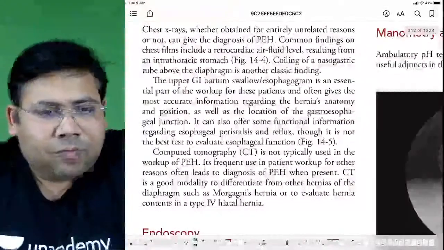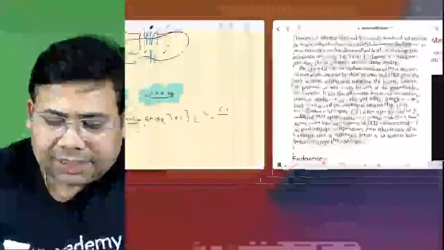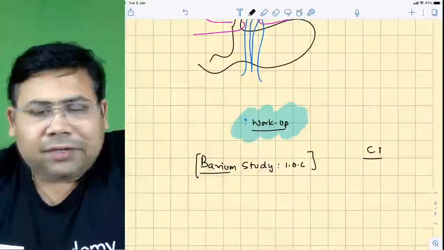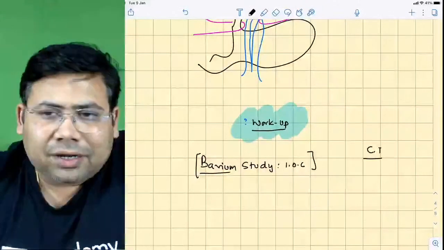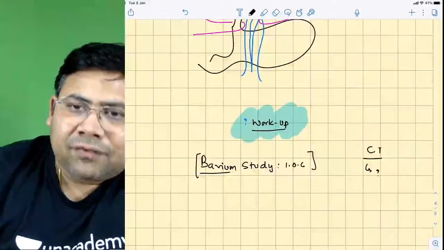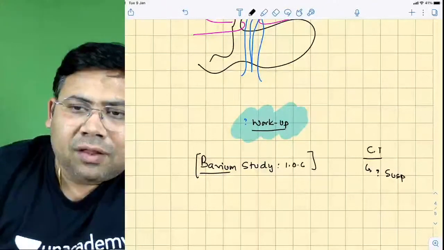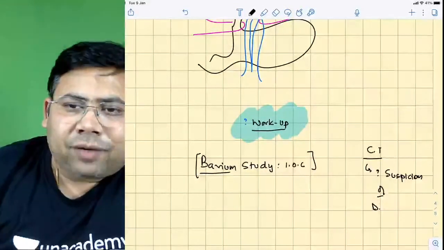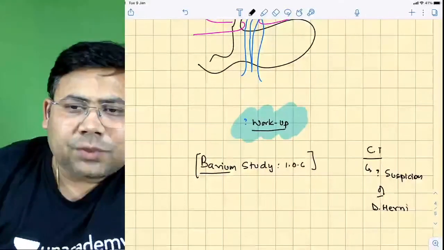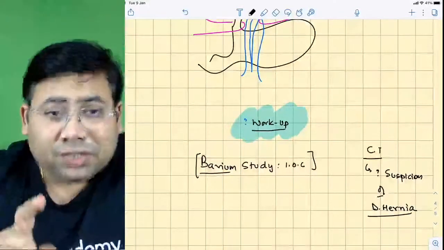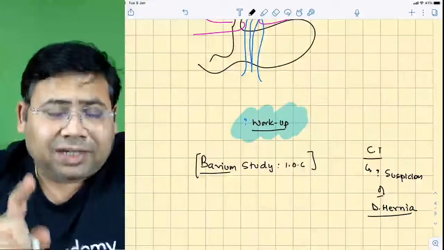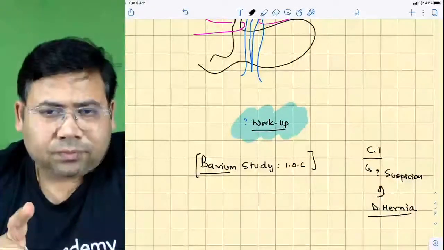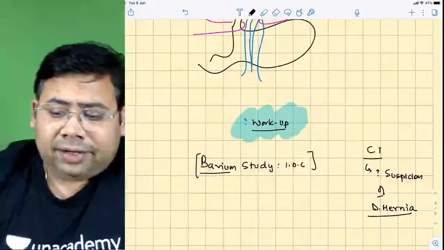Let us move forward. Of course, the differential diagnosis of a type 4 hernia is a diaphragmatic hernia. So CT is done whenever you have a suspicion of a diaphragmatic hernia, which is actually through a defect in the diaphragm, not via the hiatus. Hiatus is a natural defect.